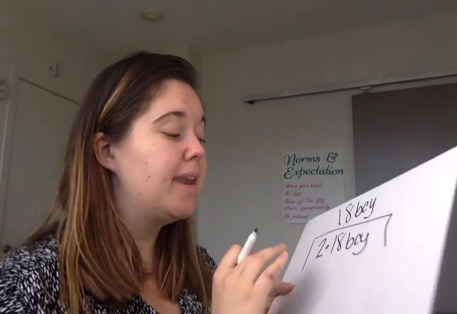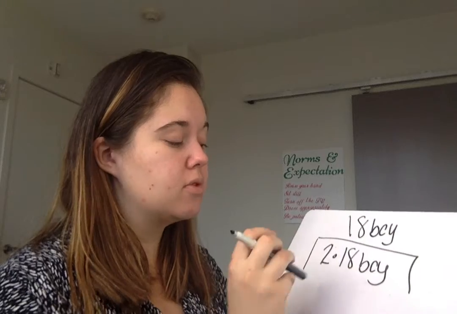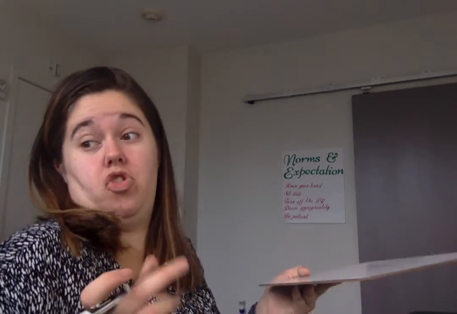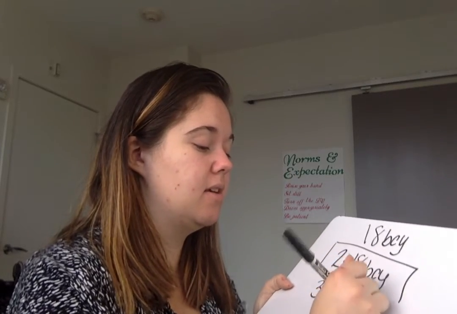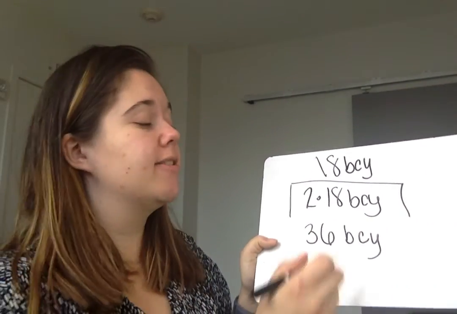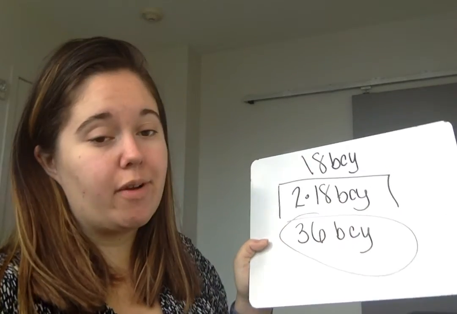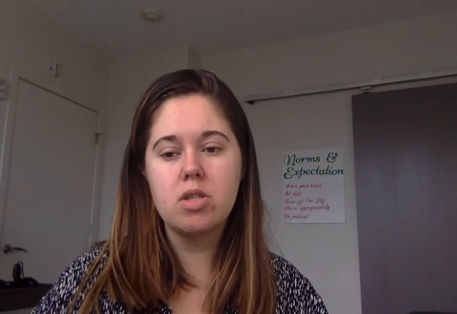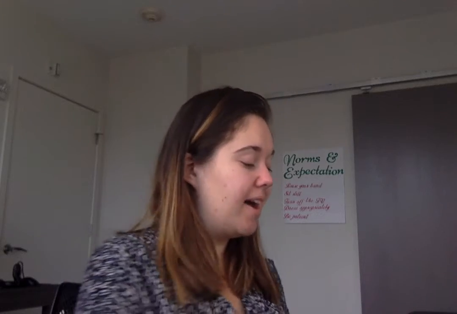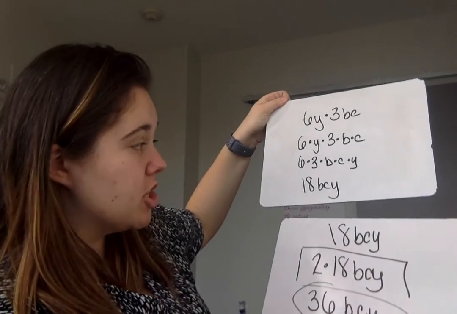So now I have to multiply that out. Well, what's 2 times 18? 36. 36bcy. Finally, we've got our answer. I'm going to circle it because we've written so much. I want to make sure our answer is super obvious. So all we had to really do was find the product and then multiply it by 2. That wasn't as complicated as I thought it was. But it did take a lot of work and a lot of patience.